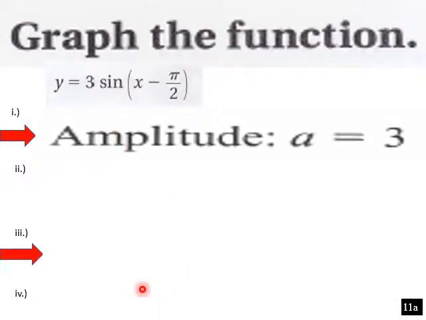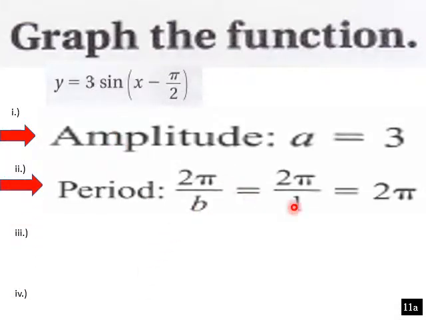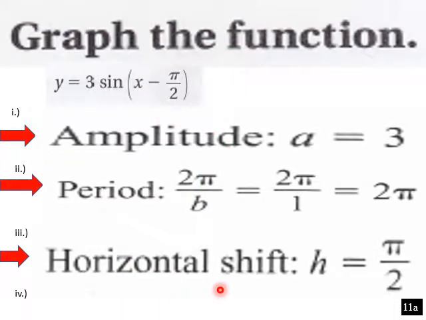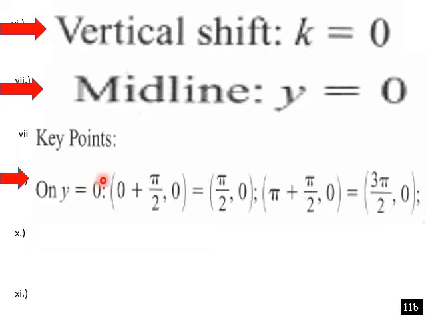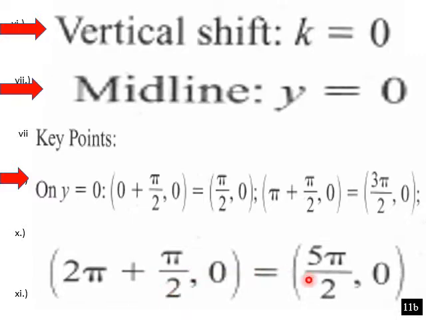Amplitude a equals 3. Period will be 2 pi over 1. And then horizontal shift will be h equals pi over 2. Here's our horizontal shift. Vertical shift will be k equals 0. Midline y equals 0. Here's our key points here. On y equals 0, we have pi over 2, 0. Then we have 3 pi over 2, 0. Then we have 5 pi over 2, 0.